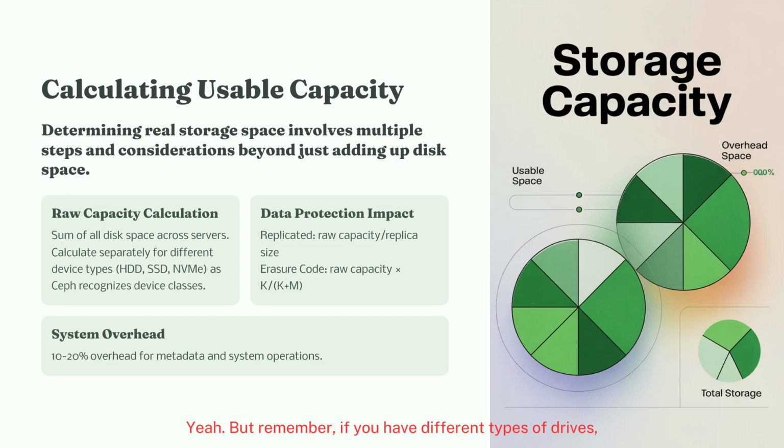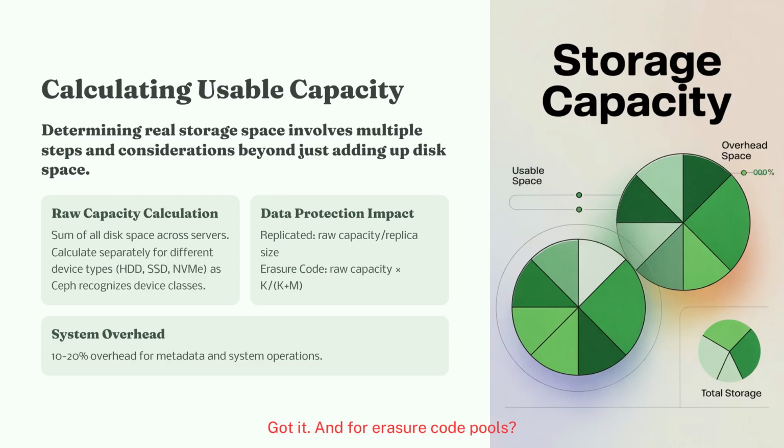Yeah, but remember, if you have different types of drives, like fast SSDs for some things and big HDDs for others, you should probably calculate their raw capacity separately. Ceph can handle different device classes. Okay, raw capacity first. Then, data protection overhead. This depends on the pool type. For your replicated pools, the usable space is just the raw capacity divided by the replica size, usually 3, so raw divided by 3. Got it.